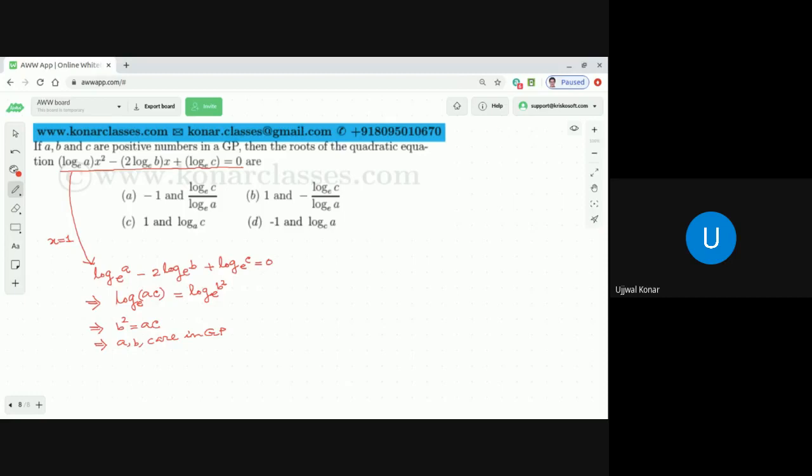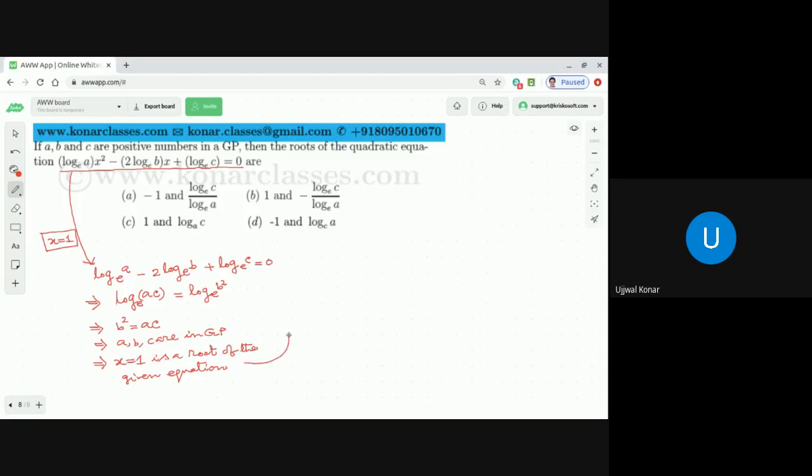So I'm not only solving it, with this solution I'm going to tell you how to eliminate options out of these four. One thing is pakka sure, that x is equal to 1 is a root of the given equation. Now the question is, what is the other root? Let the other root be alpha.